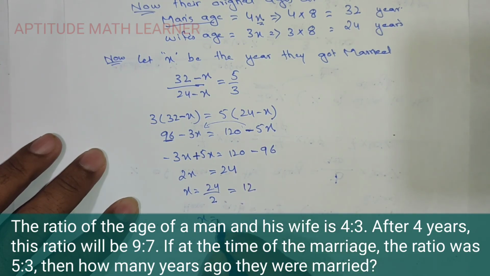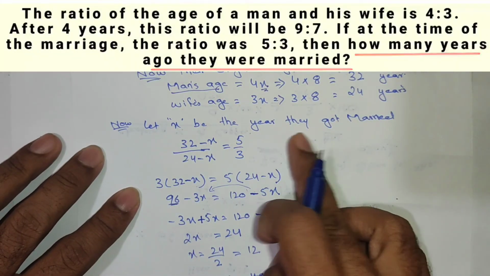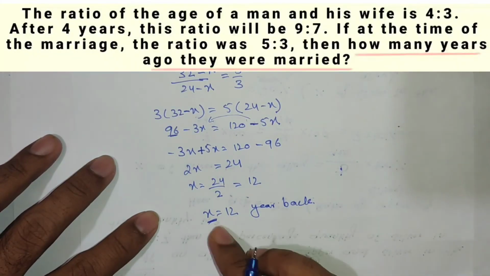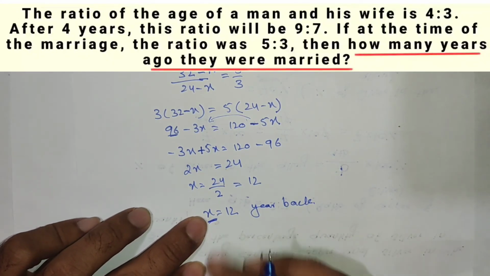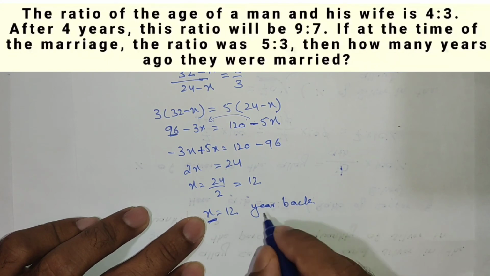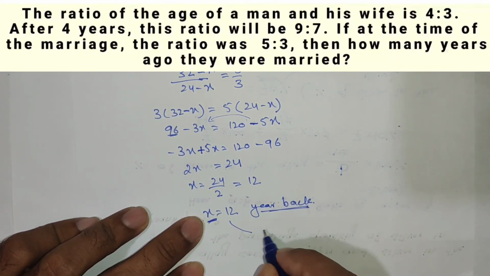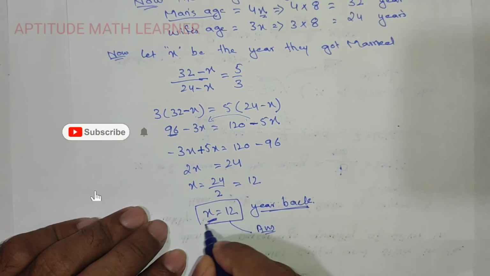So x is 12 years back. We took x to be the number of years ago they got married, so 12 years back they got married. So the answer is 12. So this is our answer.